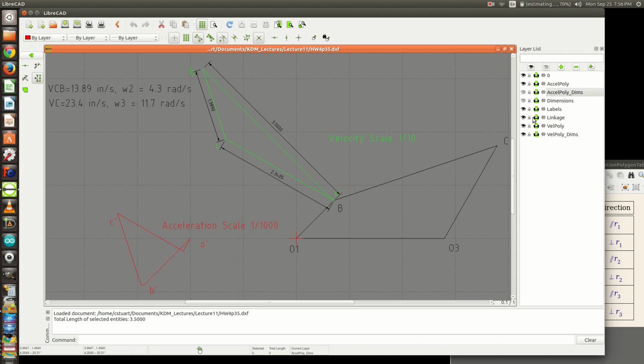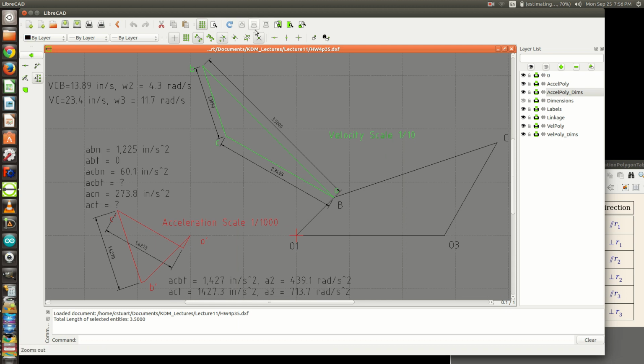Once I have those things, I can measure those points and come up with everything that I don't know. In this case, I can find the tangential acceleration of C with respect to B.